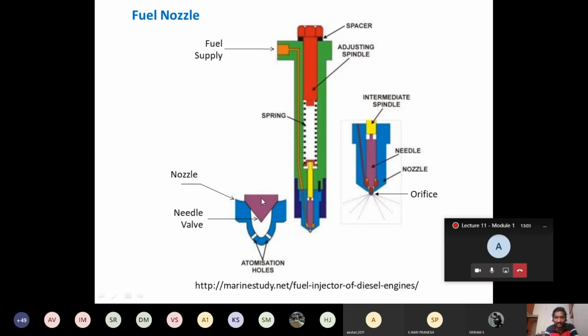This is what we are referring to as the needle valve, right? This needle valve, and this is the valve seat, the valve seat where the needle valve sits.